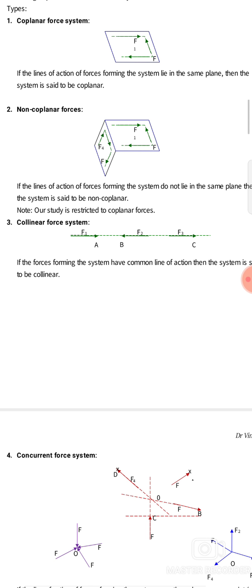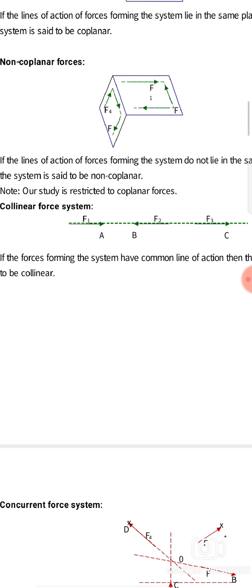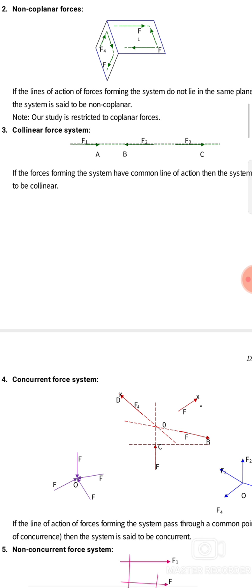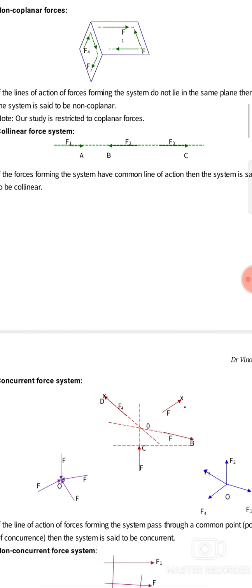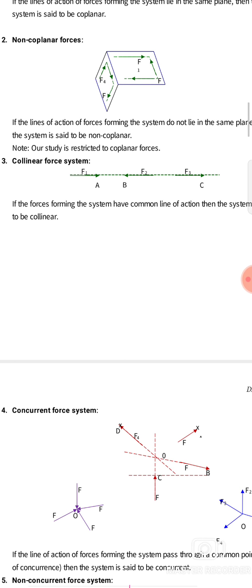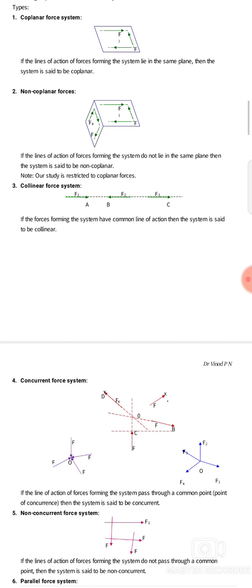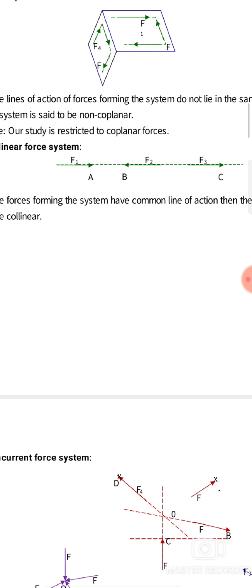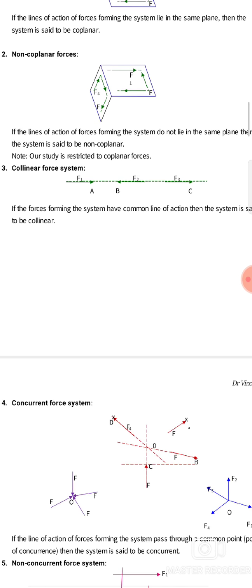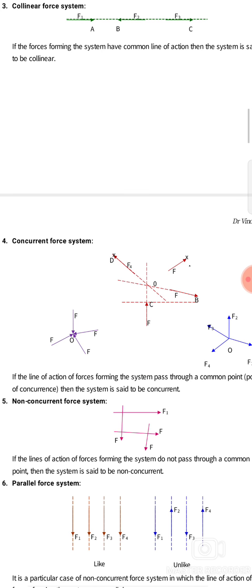Then the collinear force system. We can see here F1, F2, F3, all in different directions, but on the same line. If the forces of the system have a common line of action, then the system is said to be collinear. Here there are three forces, F1, F2 and F3, acting in different directions, but all the forces lie in the same, single line, so we say that is a collinear force system.